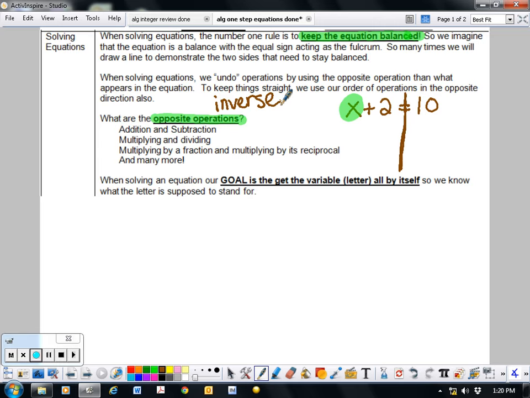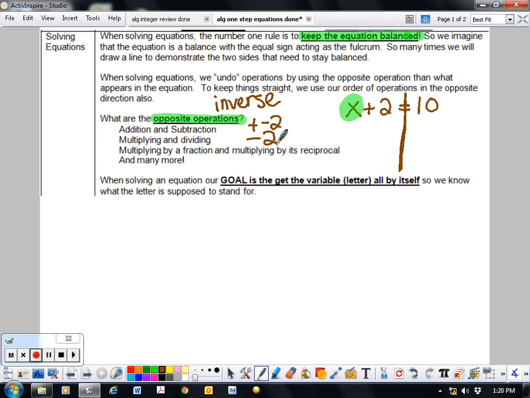And remember how we had talked about adding a negative is the same thing as subtraction. So this is where sometimes we like to take this adding a negative and turn it into just a subtraction sign. That way it's simpler for our brain to work with those inverse operations and moving things away.